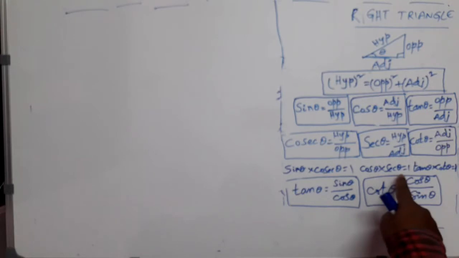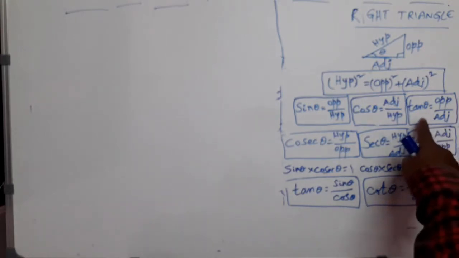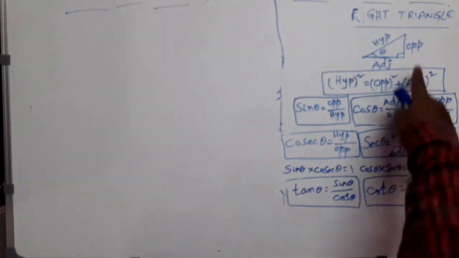In the same way, what is cos theta? Adjacent side by hypotenuse. Its reciprocal is hypotenuse by adjacent side, which we call secant theta. Clearly these two are reciprocal to each other, and if you multiply these two, you will get 1. In the same way, tan theta is opposite side by adjacent side, and adjacent by opposite side is cot theta. These two are also reciprocal to each other. If you multiply them, you will get 1.